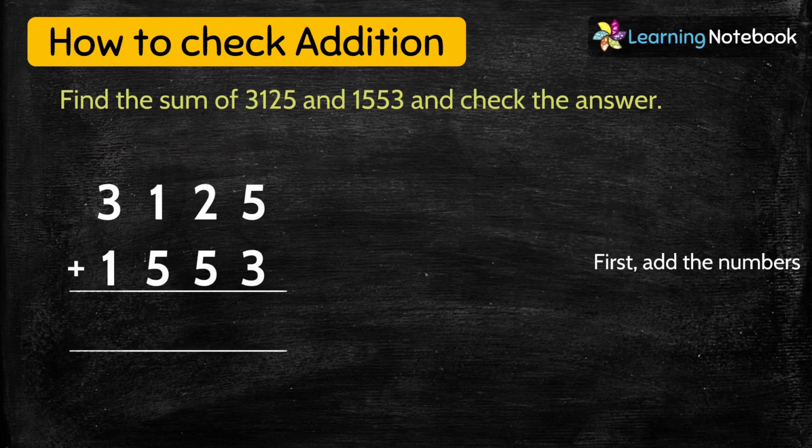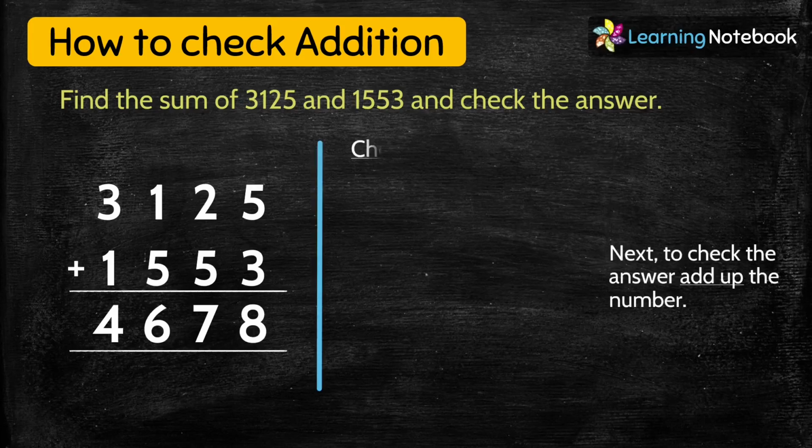Add the ones place first. 5 plus 3 equals 8. Next, 2 plus 5 equals 7. Then 1 plus 5 equals 6. And lastly, 3 plus 1 equals 4. So the sum is 4678. Now let's check if this answer is correct or not.